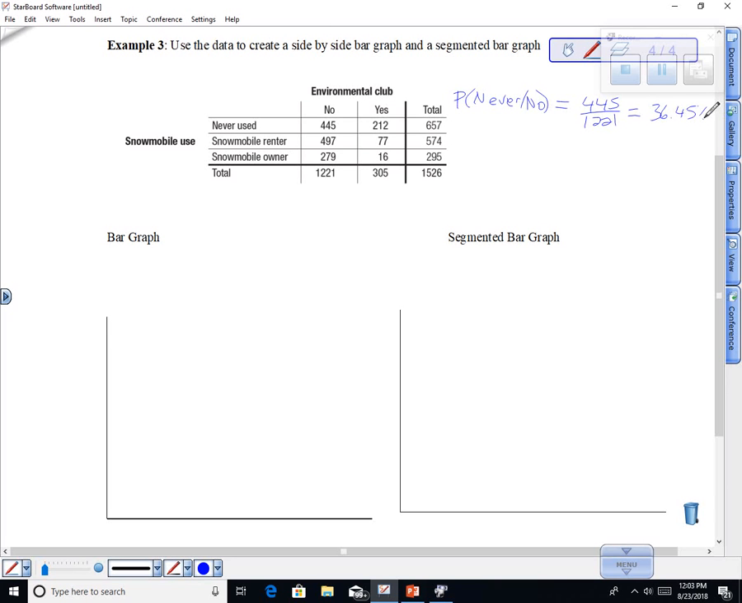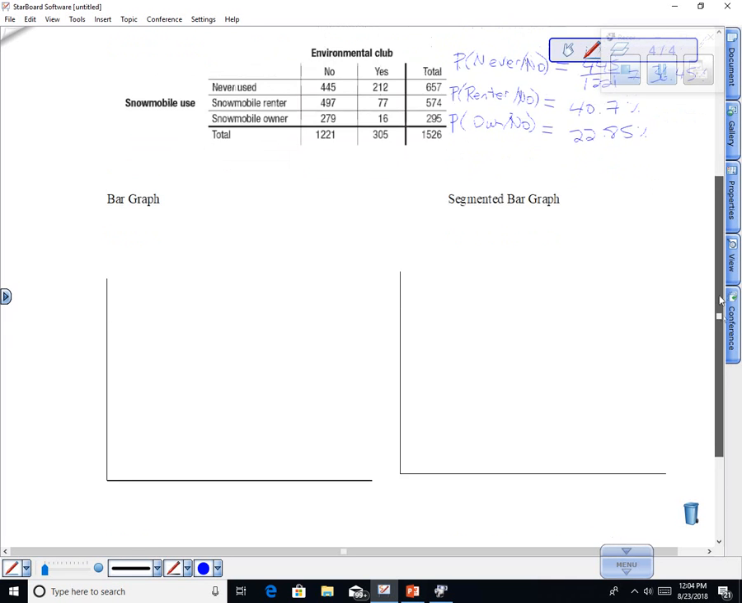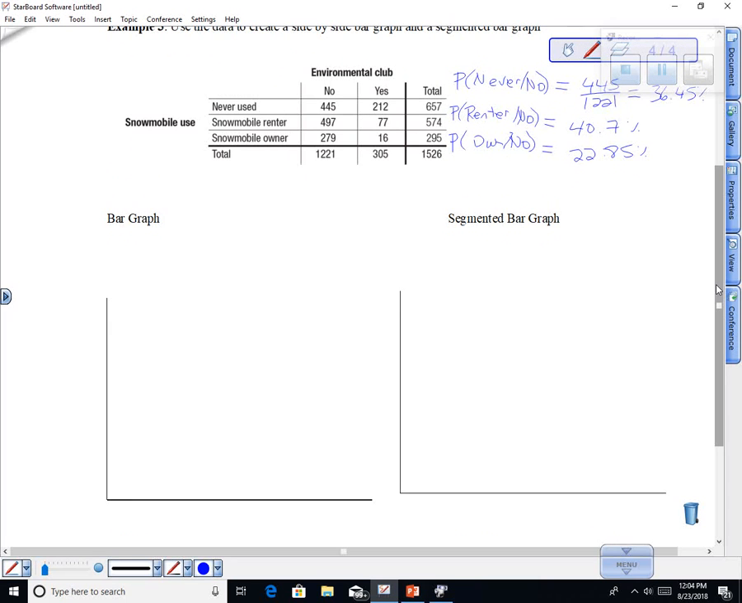36.45%. And then the probability that they were a renter, given that they were in the no group, and I'm not going to write the numbers, I'm just going to write out the percentages, 40.7%. And then the probability that they were an owner, given that they were in the no group, was 22.85%. Okay? So I'm going to do these, and I'm going to show you that part of the graph, and then I'm going to have you do the other part of the graph.